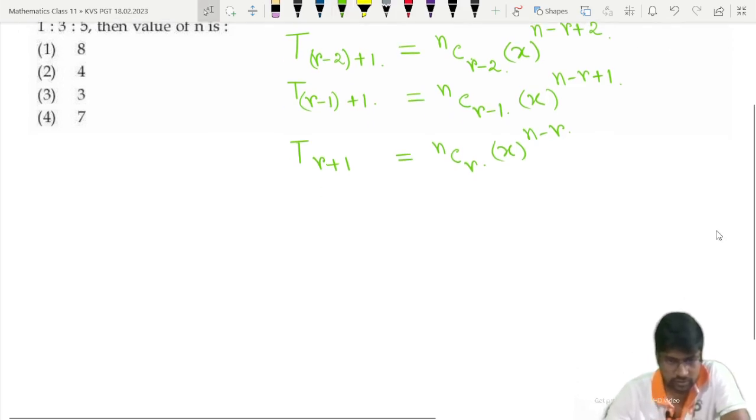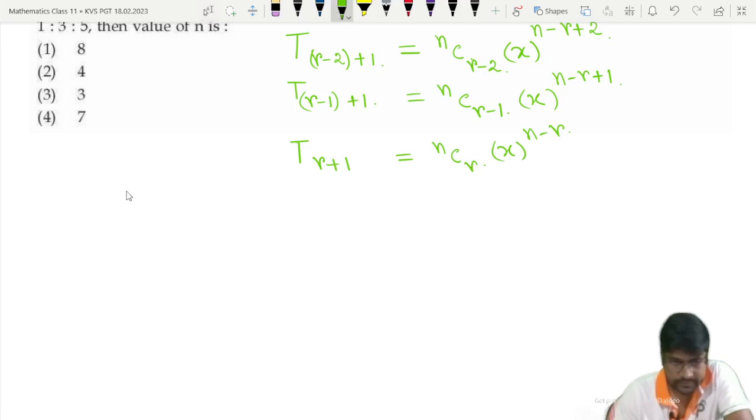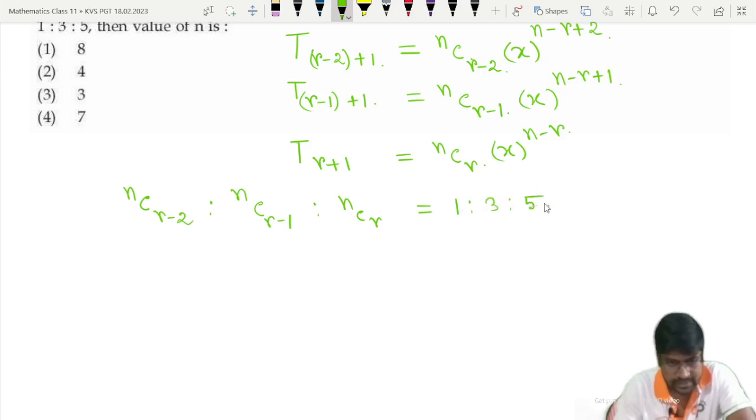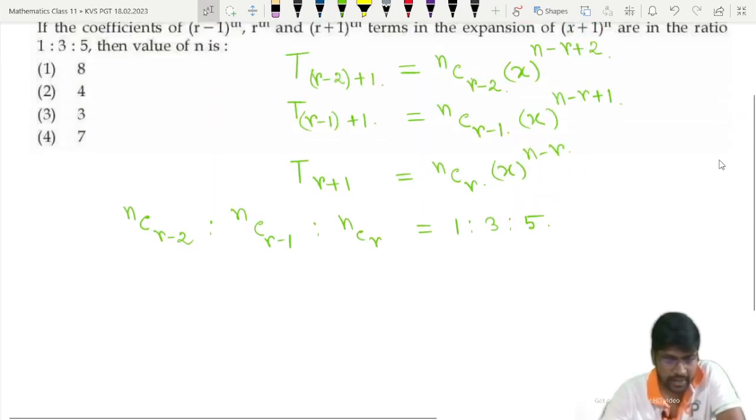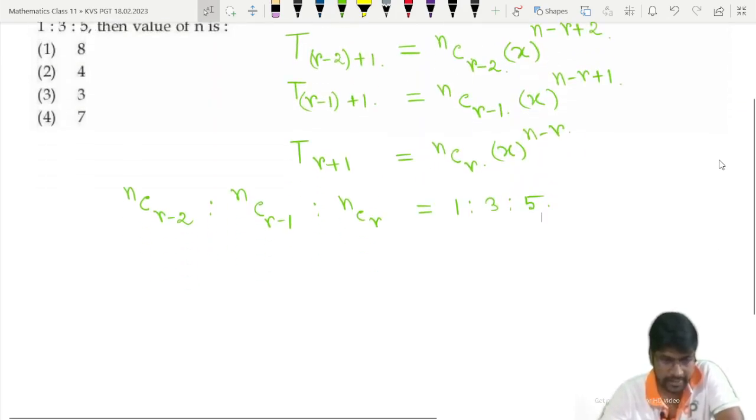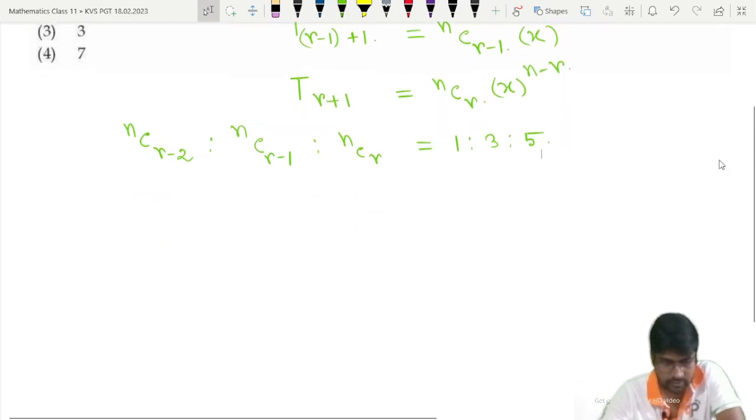So that means, first let me write nc r minus 2 is to nc r minus 1 is to ncr is equal to, that is given, 1 is to 3 is to 5. Try to understand the question first very clearly. The question should be very clear to you, then only you can find the answer. Now what do we have to find? n. We have to find n. So this is the problem.